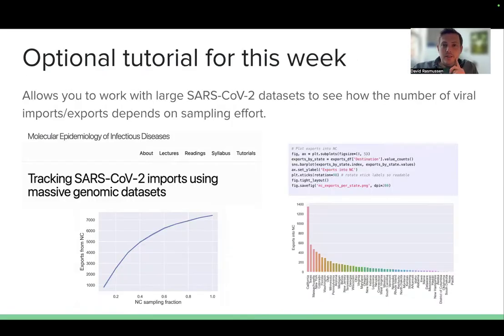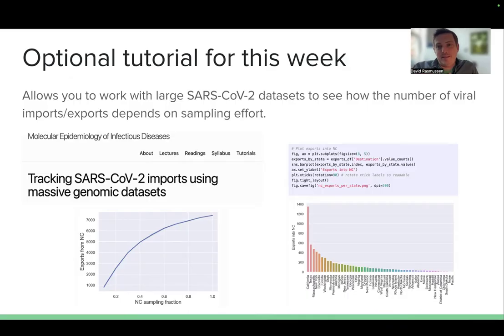And so for the tutorial on Wednesday, which we've decided is going to be completely optional, you'll get a chance to play around with these subsampling and rarefaction analyses using a set of SARS-CoV-2 viruses, simply from, in this case, North Carolina, to see how if we would have sampled more or less in North Carolina versus any other state, our inferences about phylogeography and how many imports of SARS-CoV-2 there had been into North Carolina would have changed depending on how we sampled.